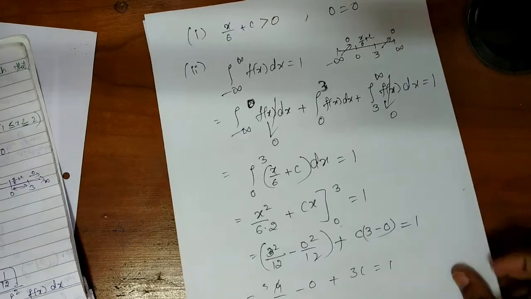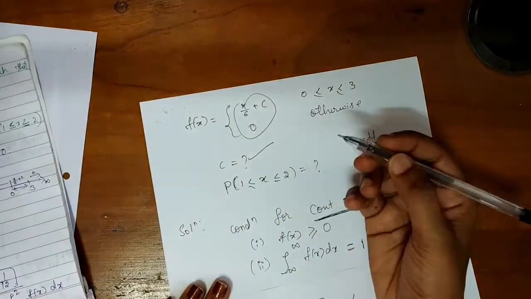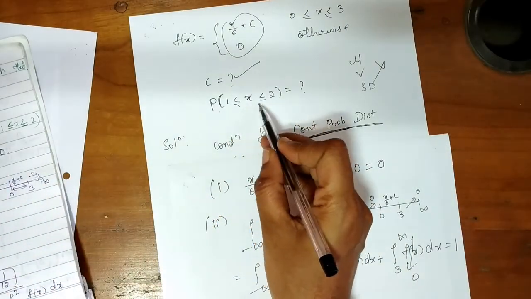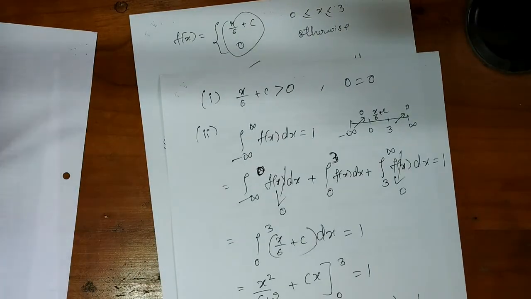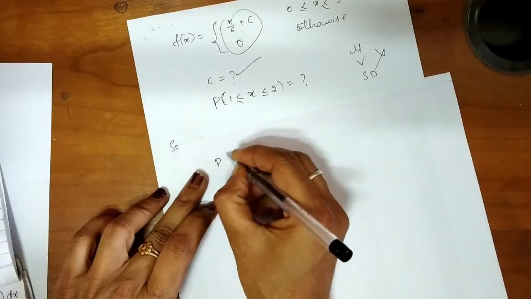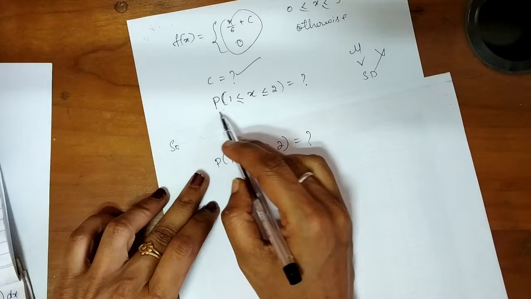Okay. Now, in this problem, they asked us to find the constant value c that we found now. Now we have to find the probability of x lies between 1 to 2. Okay. Let me find it. What we have to find? We have to find the probability of x lies between 1 to 2, including 1 and 2.